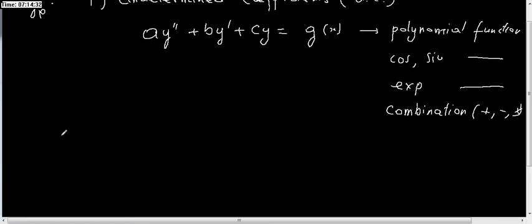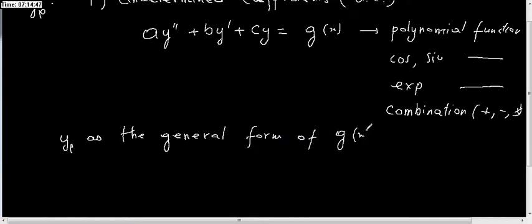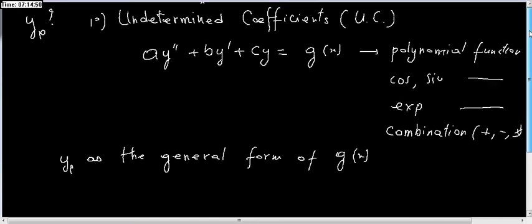Okay, so if we have this situation, then how to get yp? Find yp as the general form of g(x). That means you have to write the general form of g(x). For example, if g(x) is x minus 1, so this is a polynomial of degree 1, then yp should be written as ax + b, and then you have to differentiate, substitute in the equation, compare with g(x) to find the coefficients a and b.